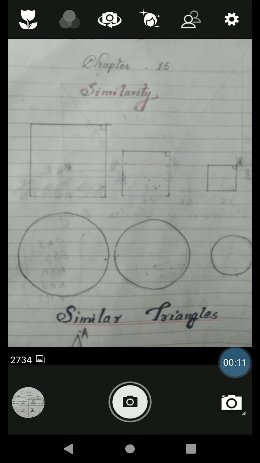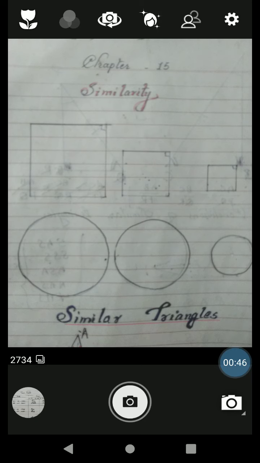Today we are going to learn about similarity of two triangles, or similar triangles. Before starting similarity, we have to think about congruency of two triangles. We have already learned about congruency. What is congruency? Or what are the properties of congruent triangles?